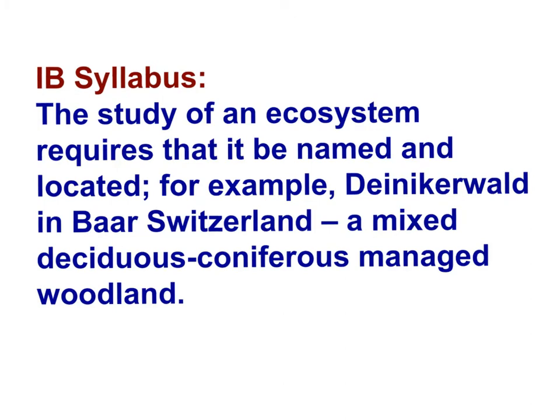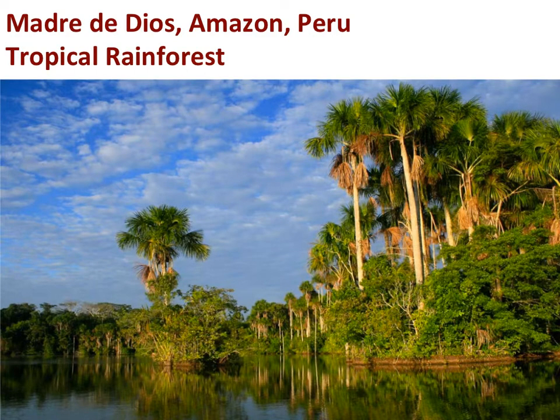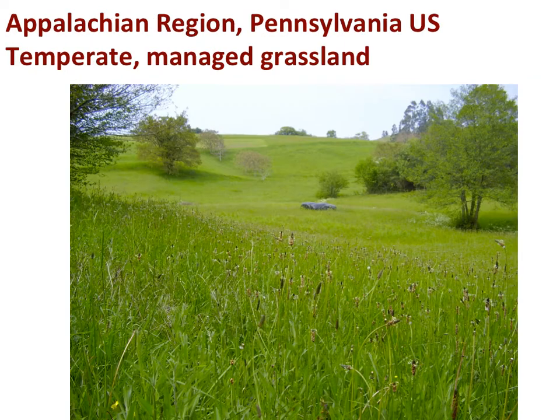Here is the first IB syllabus statement of the movie. The study of an ecosystem requires that it be named and located. For example, Danikerwald in Baar, Switzerland, a mixed deciduous coniferous managed woodland. For example, Madre de Dios, Amazon, Peru, Tambopata National Park, a tropical rainforest. For example, the Appalachian region, Pennsylvania, United States, a temperate managed grassland.